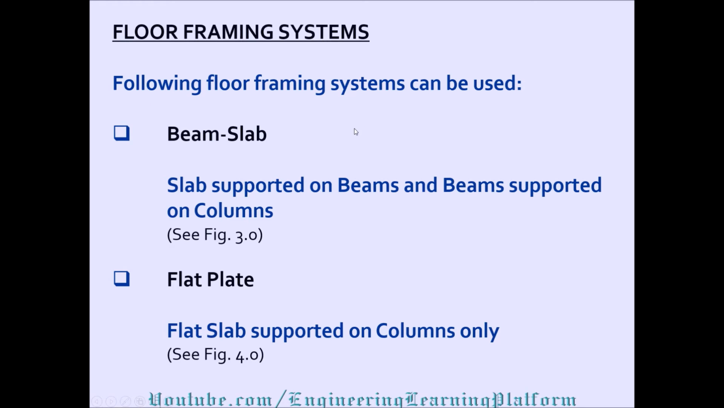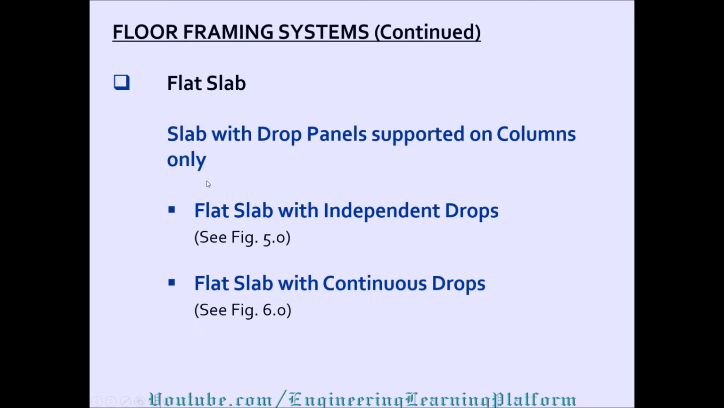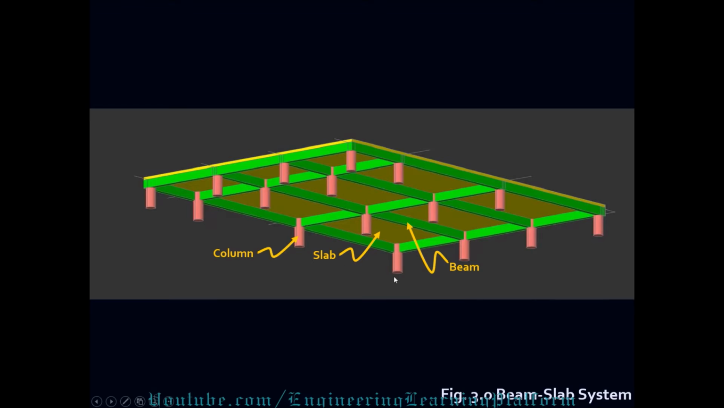The following floor framing systems can be used. Beam slab system: slab supported on beams and beams supported on columns. Flat plate system: flat slab supported on columns only. Flat slab: slab with drop panels supported on columns only. Flat slab with independent drops. Flat slab with continuous drops.